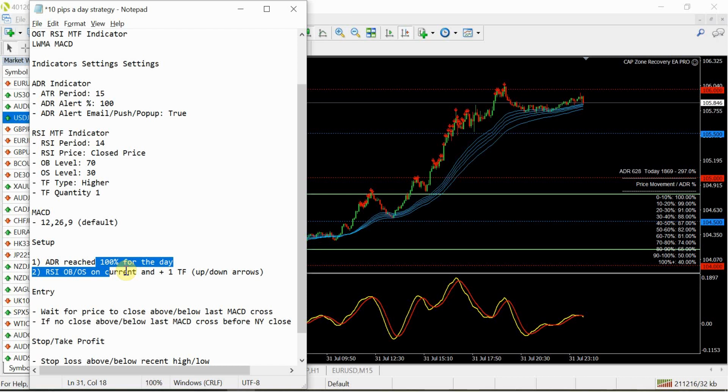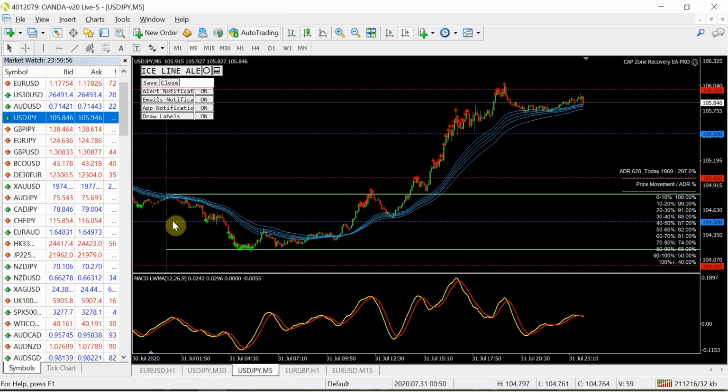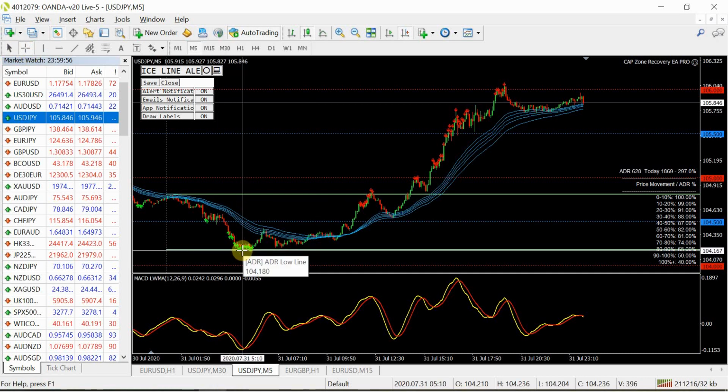And now what we want to do is find the entry. This might get a bit confusing at first, but hopefully with a couple of examples I'm about to show you, this will be quite straightforward. So what we want to do then is wait for price to close above or below the last MACD cross. What that means is we're looking now at the point where price hit the ADR level.